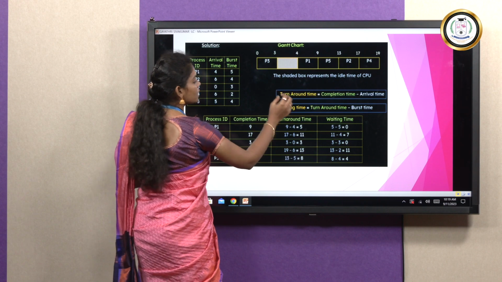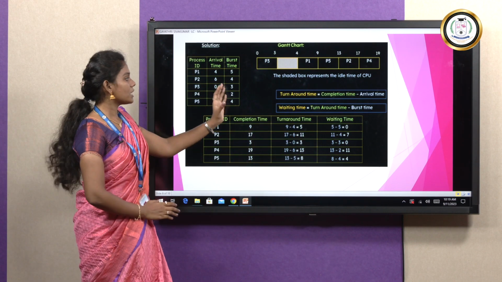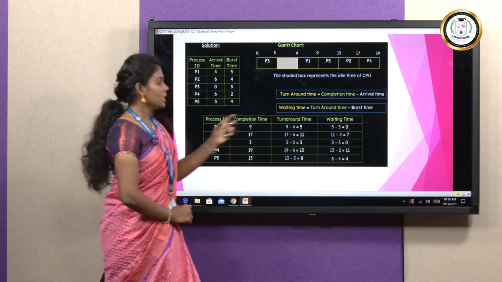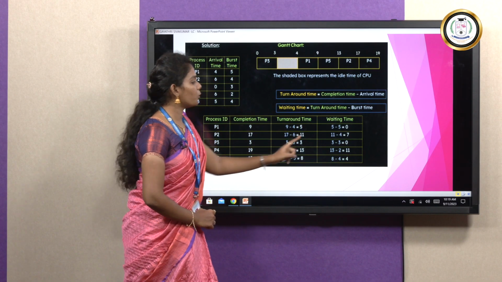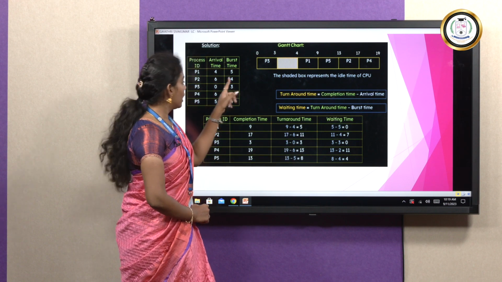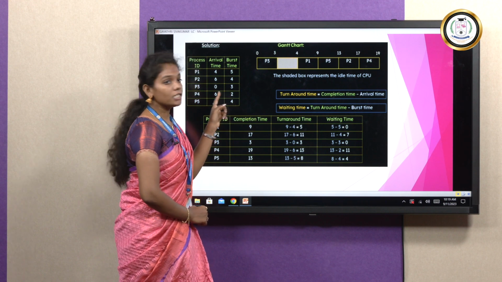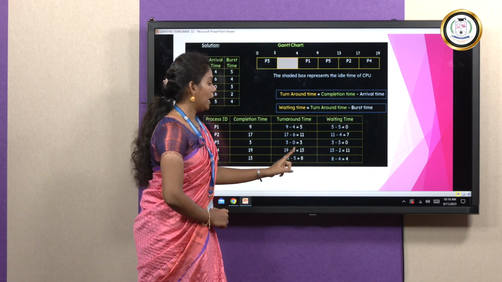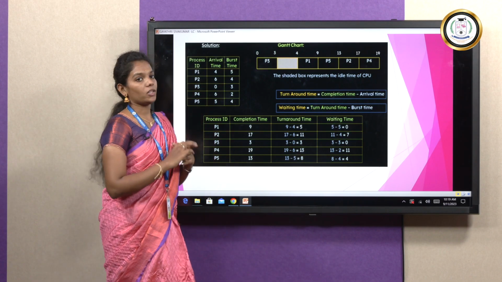The formula for the waiting time is the turnaround time minus the burst time, which is already given in the question. My turnaround time is 5, so 5 minus 5 is obviously 0, and 11 minus 4 is equal to 7. For P3, the turnaround time is 3, and 3 minus 3 is 0. For P4, it is 13 minus 2, which is equal to 11, and 8 minus 4 is equal to 4. This is how we calculate it.